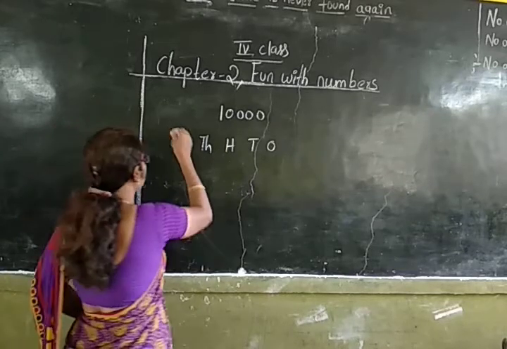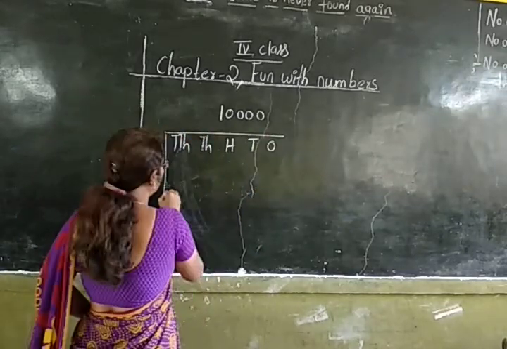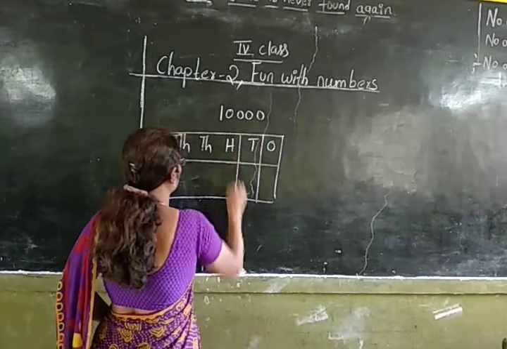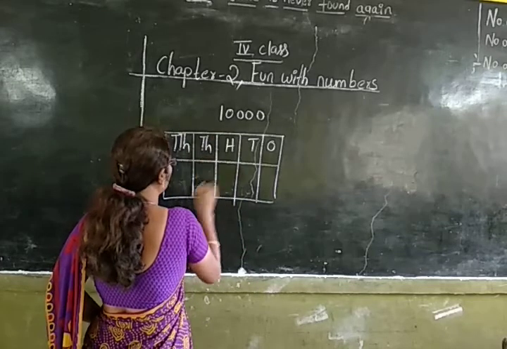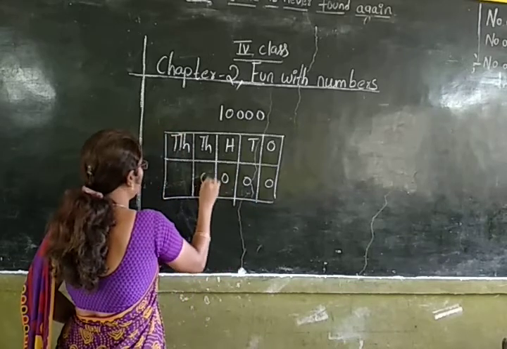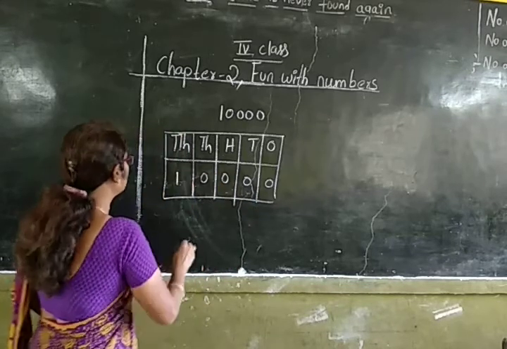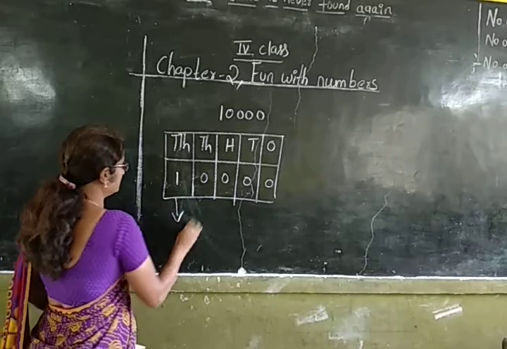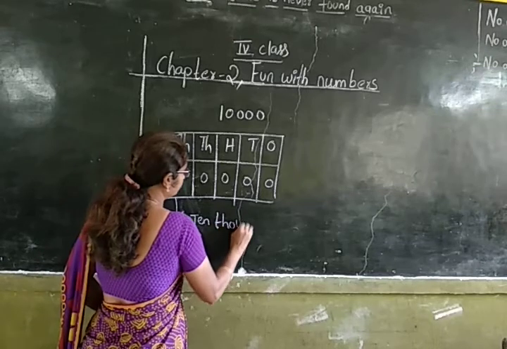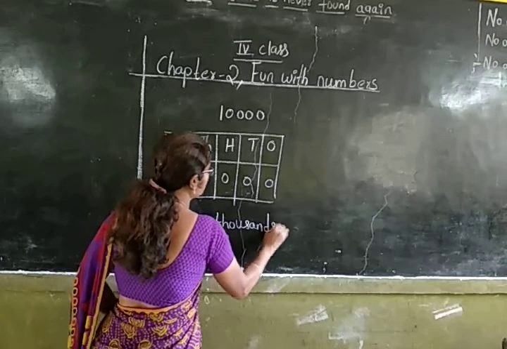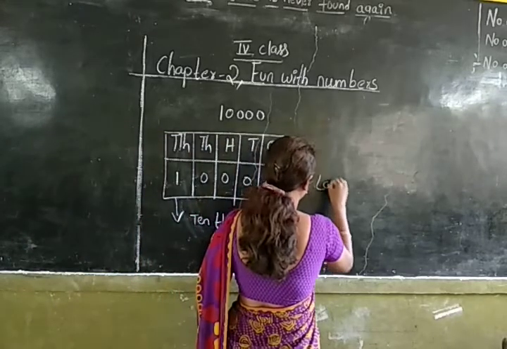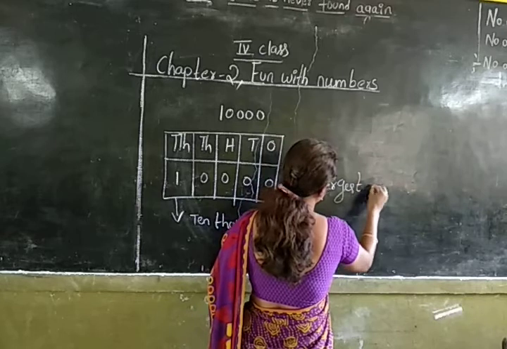Now let us arrange 10,000 in the place value chart. Okay, ones, tens, hundreds, thousands and 10,000s. This is the 10,000s place. And this is the largest number.